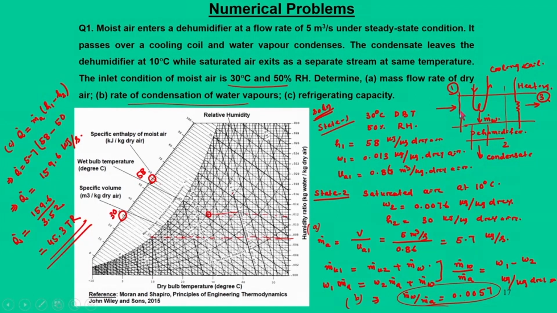So, this is the problem that we use for dehumidification processes. The very basic bottom line of what we did is, we located the state points 1 and 2. By locating the state points, we calculated the property values, enthalpy and specific volume, and used them in the calculations.